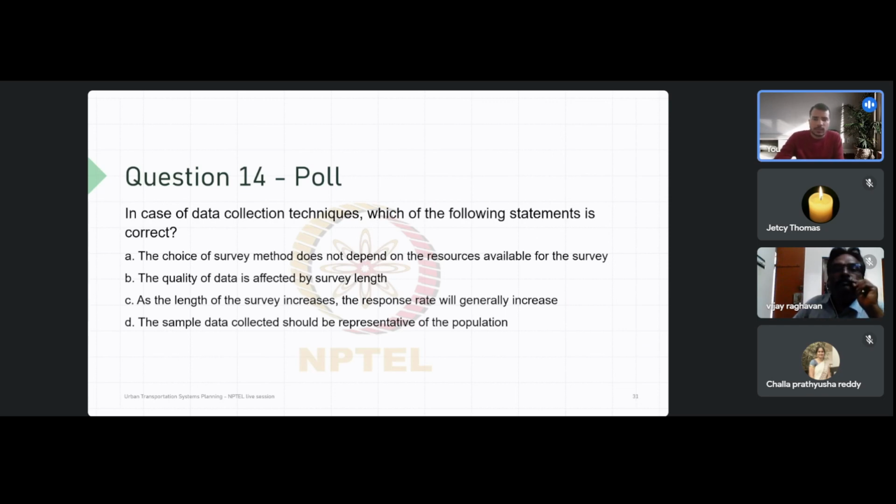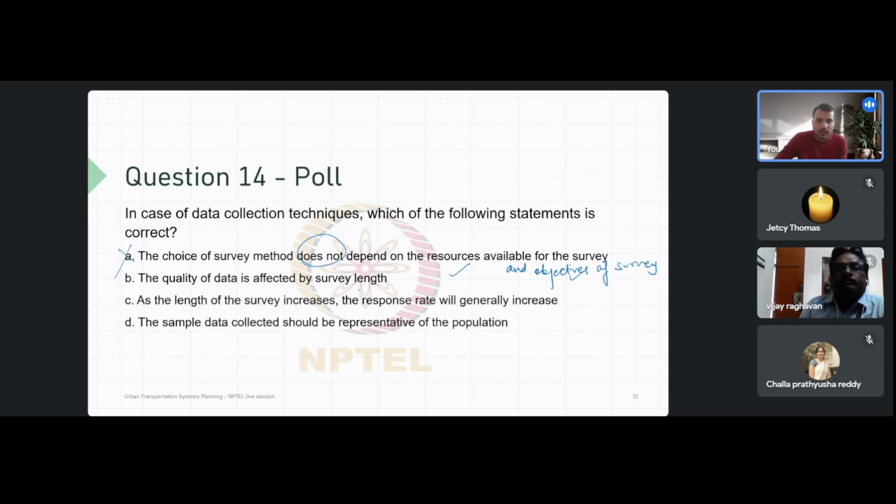So in case of data collection techniques, which of the following statements is correct? The choice of survey method depends on the resources available and the objectives of the survey. So it depends on both resources as well as objectives. Here we are saying it does not depend, so this is not correct and we can remove it. What we want from the survey and how much resources we have, people, money, time, based on that we'll decide what survey method to adopt. If we don't have much time, the home interview technique cannot be used. We need to go for an online survey, some Google form technique or something like that.